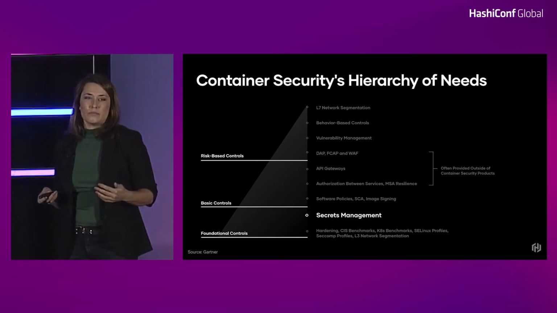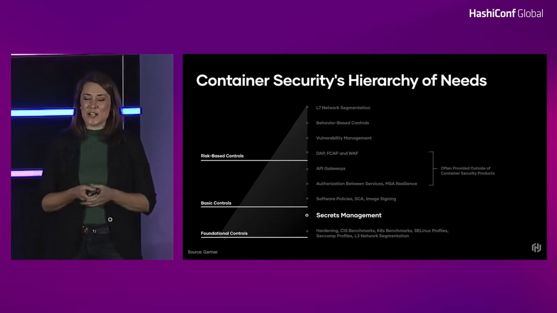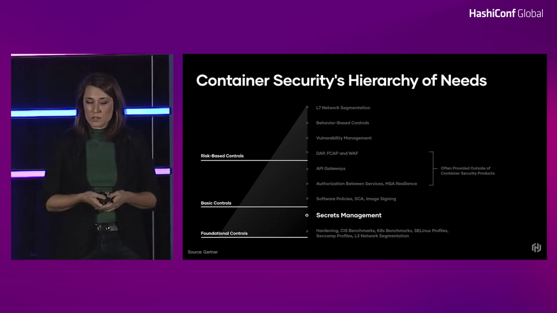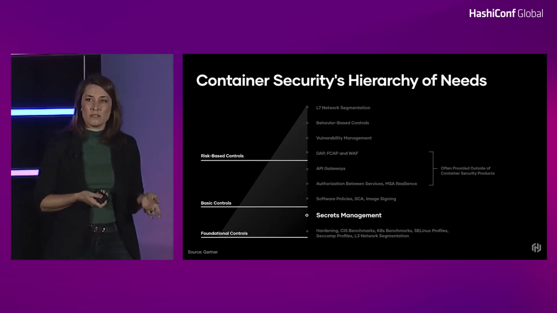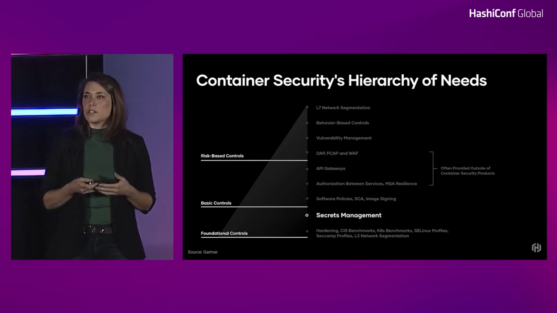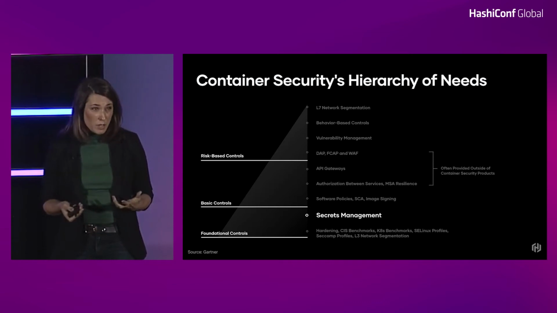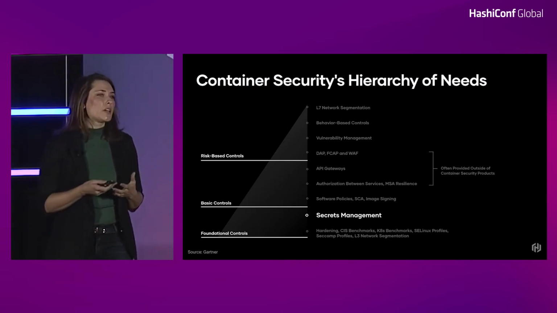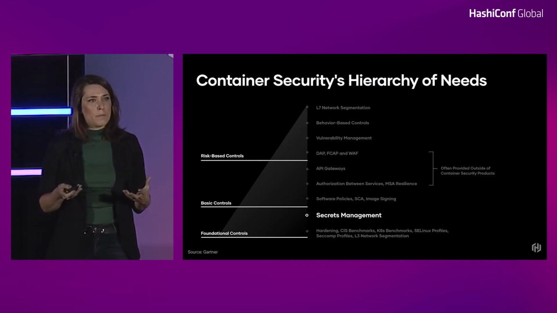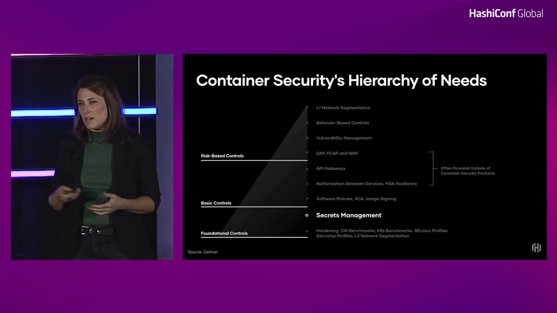If we break this down, we essentially have a container security hierarchy of needs. If you look at the foundational controls, one of those is secrets management. Now, in my experience, there's a lot of concern surrounding network segmentation, vulnerability management, and all of those things are extremely important. They're all part of that risk-based control. But if I'm not fulfilling those foundational controls, what I do above that becomes less relevant.